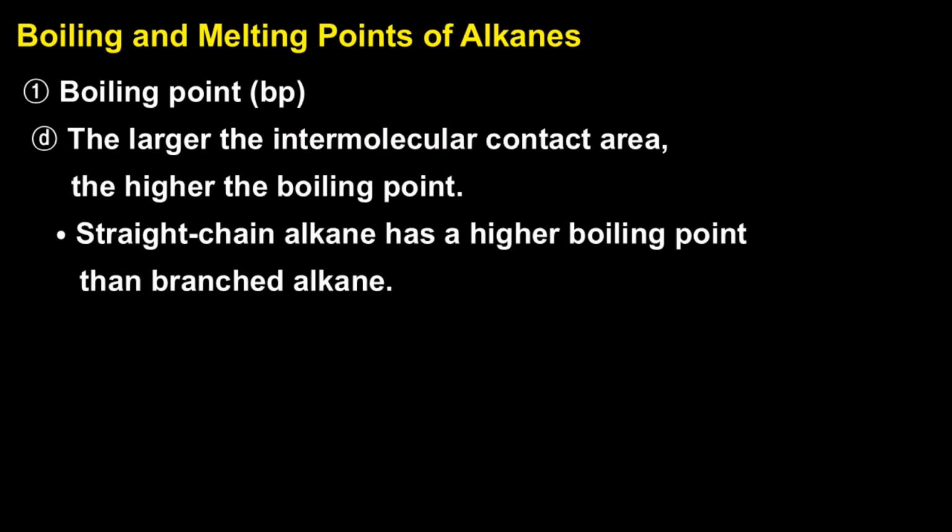Another key factor is molecular shape. The bigger the surface area, the stronger the intermolecular forces, and that means a higher boiling point. That's why straight-chain alkanes tend to have higher boiling points than their branched versions. More compact structures don't make as much contact with each other, so the forces between them are weaker, and their boiling points end up lower.